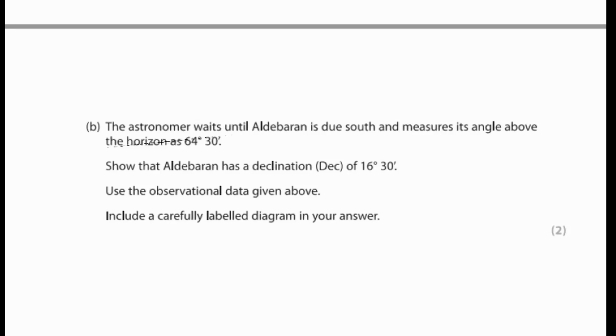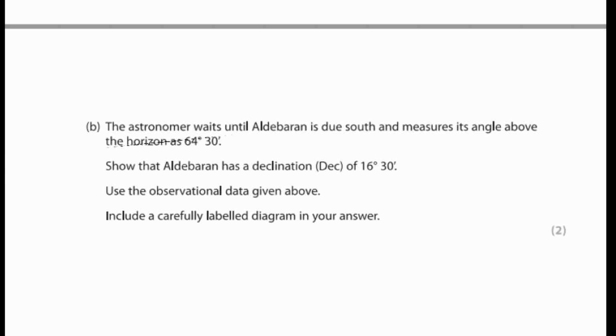So here we have a typical exam question. We have an astronomer waiting until Aldebaran, which is a star, is due south, and they are measuring the angle above the horizon as 64 degrees and 30 arc minutes. Now, as you hopefully remember, the angle above the horizon is called the altitude. The name doesn't make a huge amount of difference for this question, but it is definitely worth remembering.